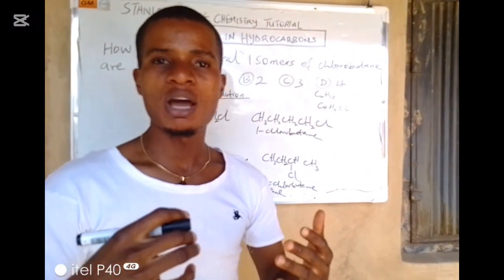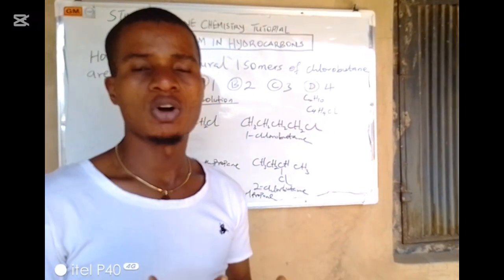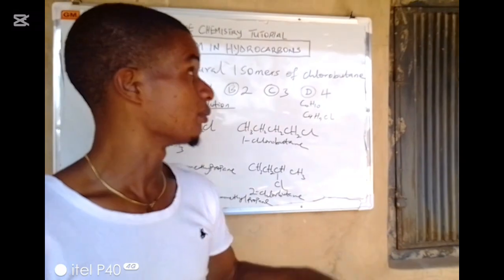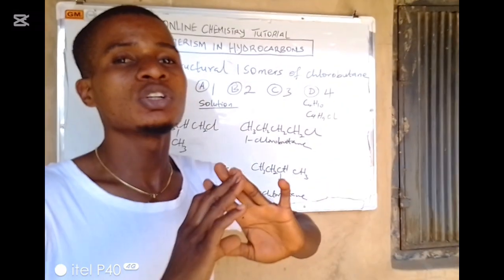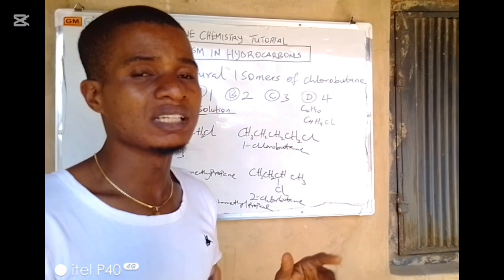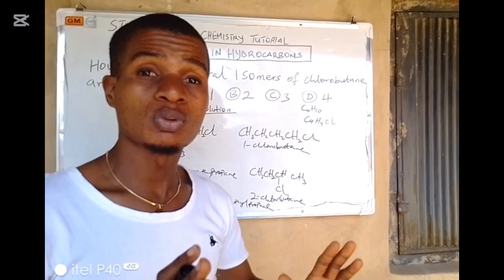So I believe you can now write out the structural isomers of organic hydrocarbons in case they ask you another one in either WAEC or JAM that is not this. In case they leave butane entirely, maybe they do not ask you butane or chlorobutane, they move to another listing. So you can be able to write it carefully.